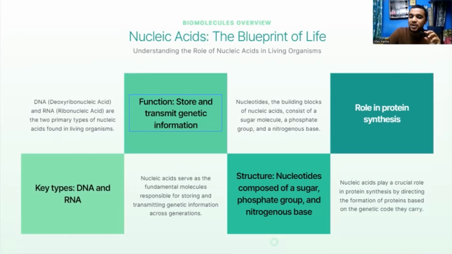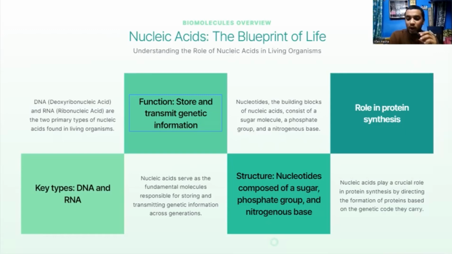Basically, the genetic information will be passed on by nucleic acid. This is what we have to remember. Two main points till now: there are two main nucleic acids, DNA and RNA, and what does nucleic acid do? Nucleic acid transmits the genetic information.